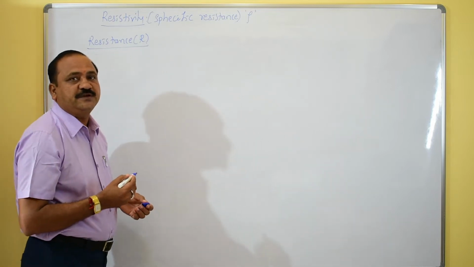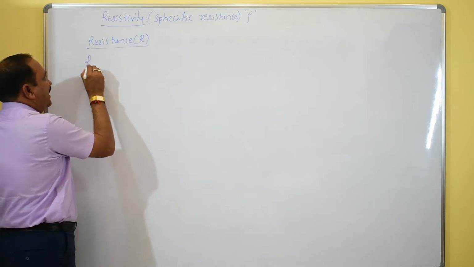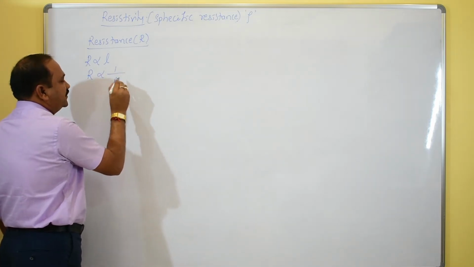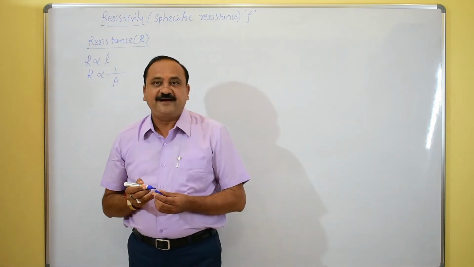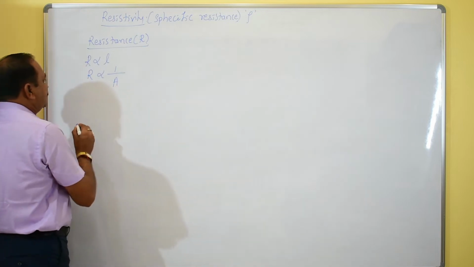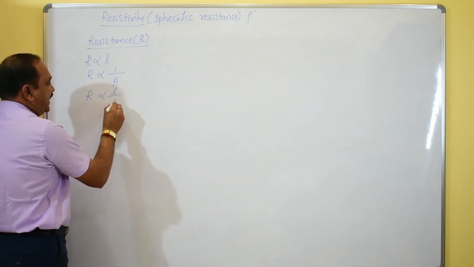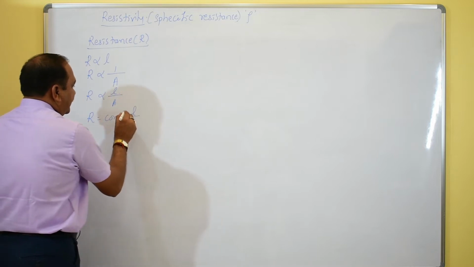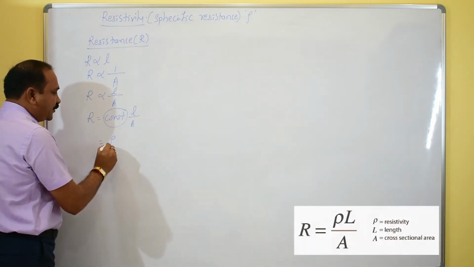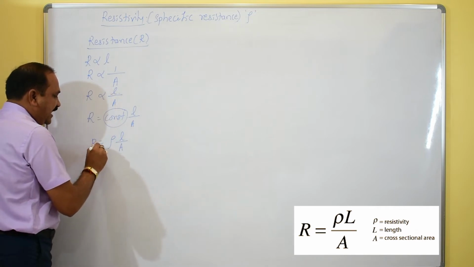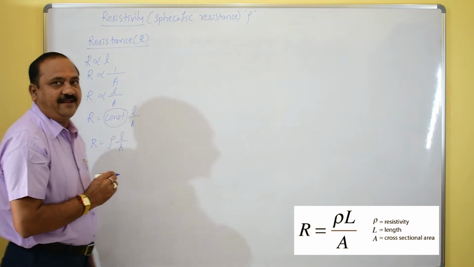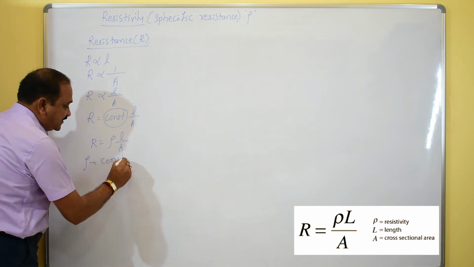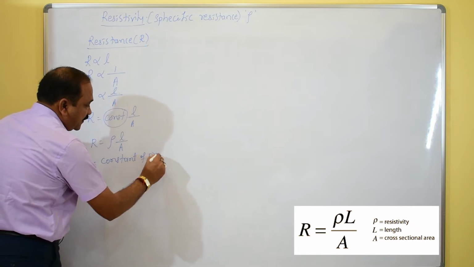The resistance is directly proportional to the length of the conductor, and R is inversely proportional to the cross-sectional area of the conductor. So R is proportional to L by A, R is equal to a constant times L divided by A. This constant we call rho. So R equals rho L by A. Rho is the constant of proportionality.